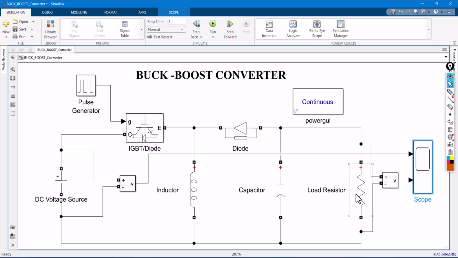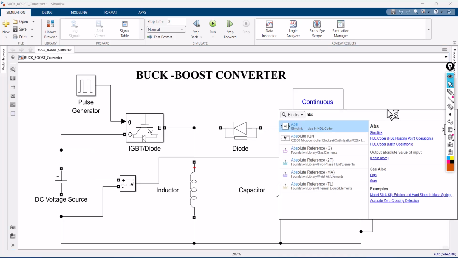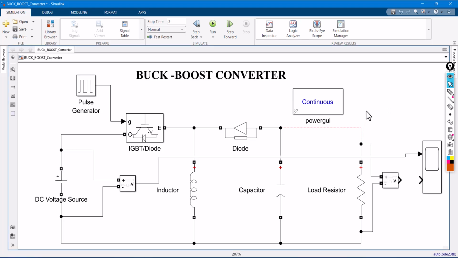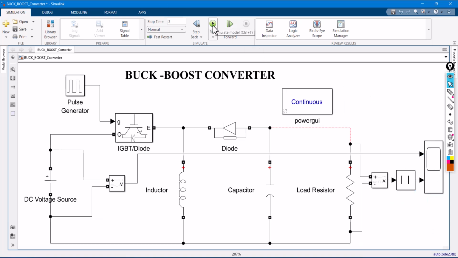Suppose you want a non-inverting output right here, you have to add a component called abs. That is nothing but absolute. What is the function of absolute? If you give minus 5 as an input, it will give you plus 5 as output. If your input is plus 5, it will give you positive 5. Irrespective of the change in sign, this absolute block will give you only a positive output. So if you place this absolute here, you will get a non-inverting output.